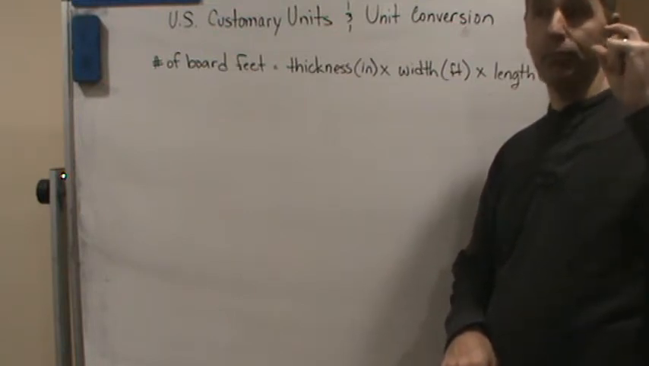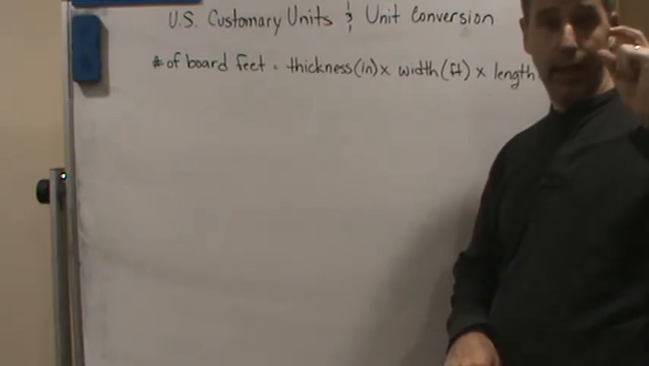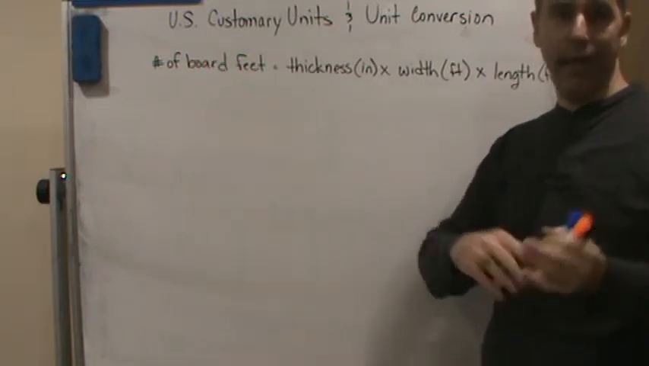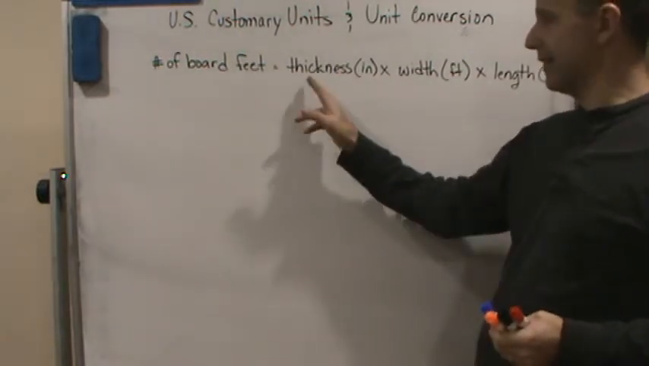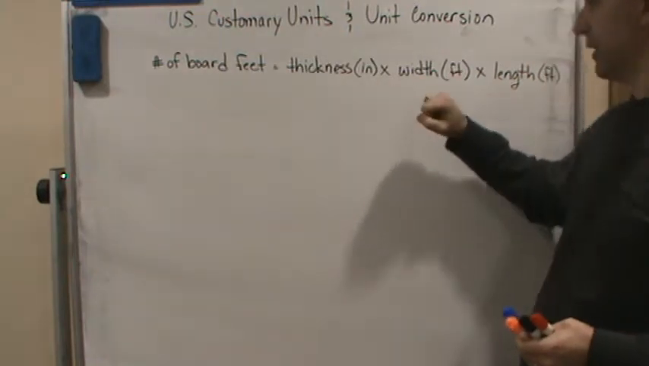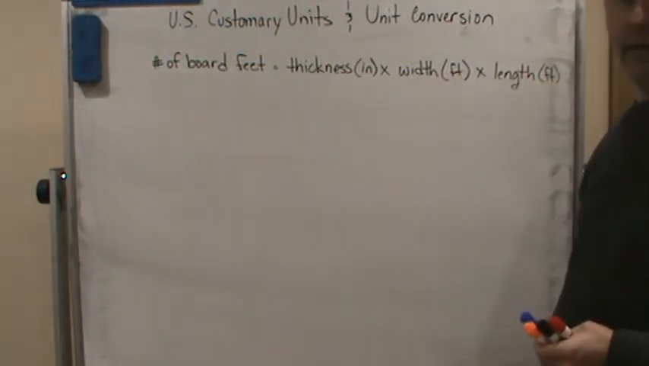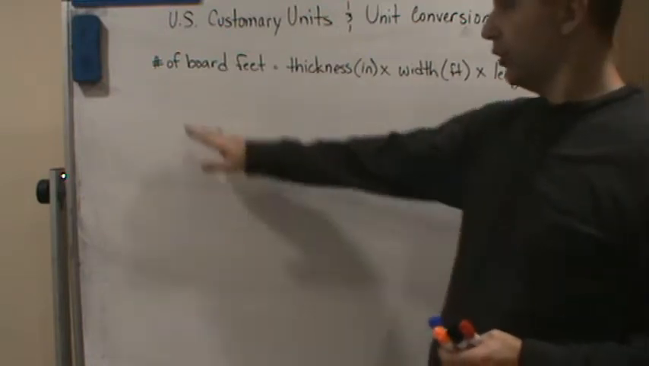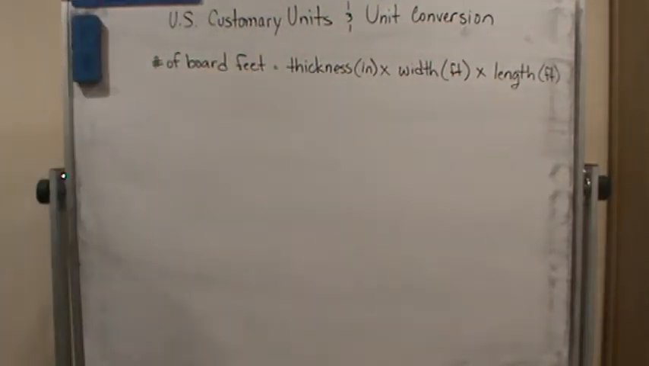By an inch and a half, and then the length, right? You can have 8-foot boards, 10-foot boards, and so on. So if you take the thickness in inches, and you take the width in feet and the length in feet, and you multiply those numbers together, you're going to get the number of board feet. That's what we call that.